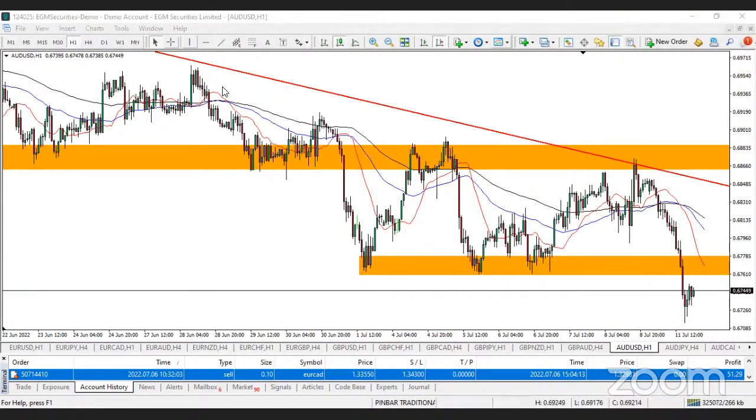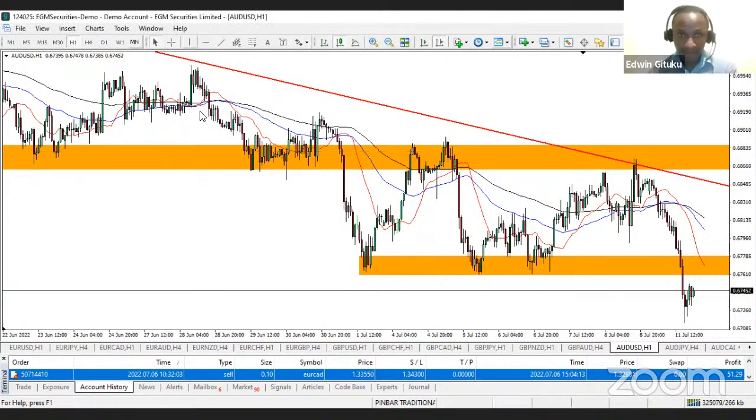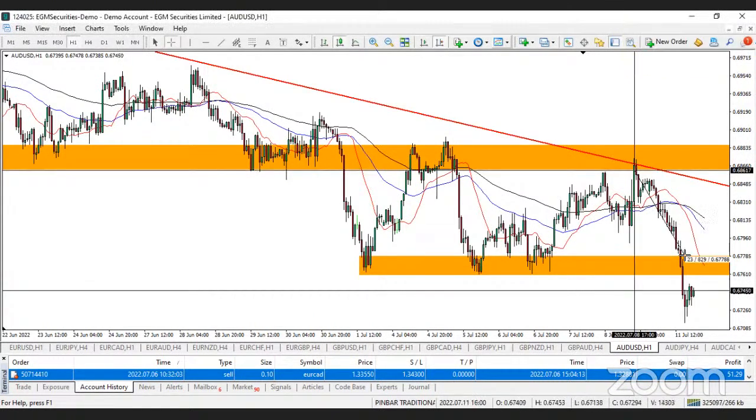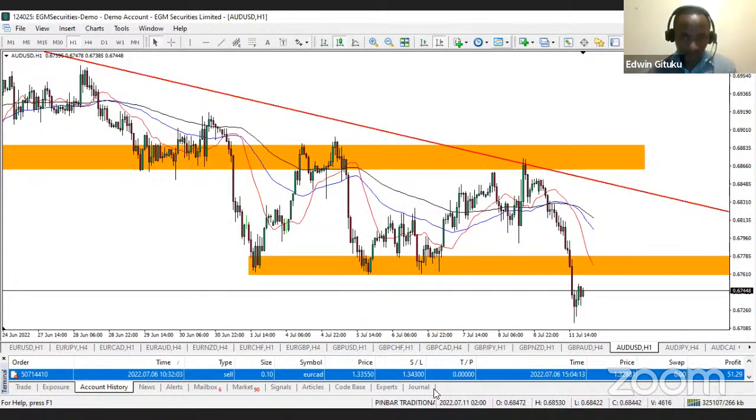So there was this particular one. Then we have this one here. It's close to 80 pips on both. So those are beautiful examples.